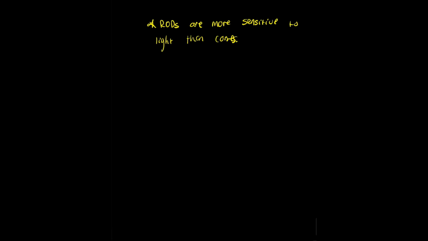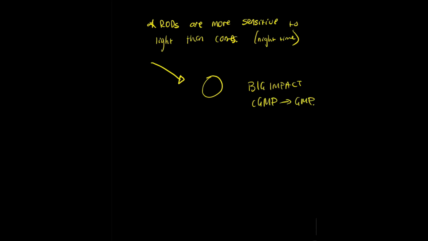In other words, because rods typically work at nighttime, a little bit of light hitting the rhodopsin molecule has a big impact on breaking down cGMP into GMP and hyperpolarizing the cell really quickly. And so rods, because a little bit of light can have such a big impact, are almost completely useless during the day.